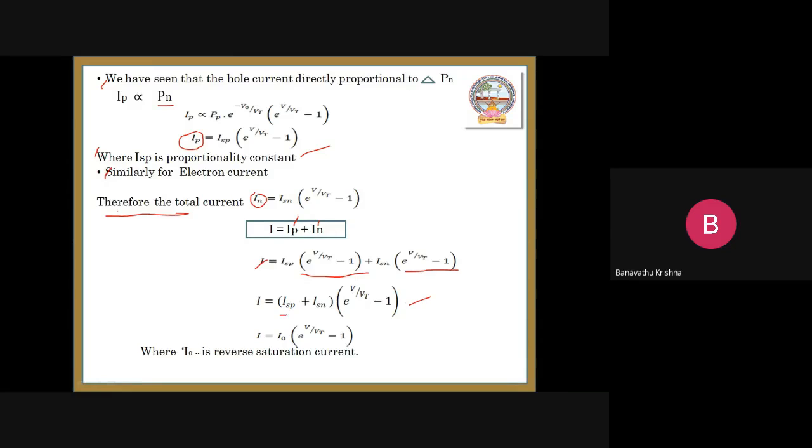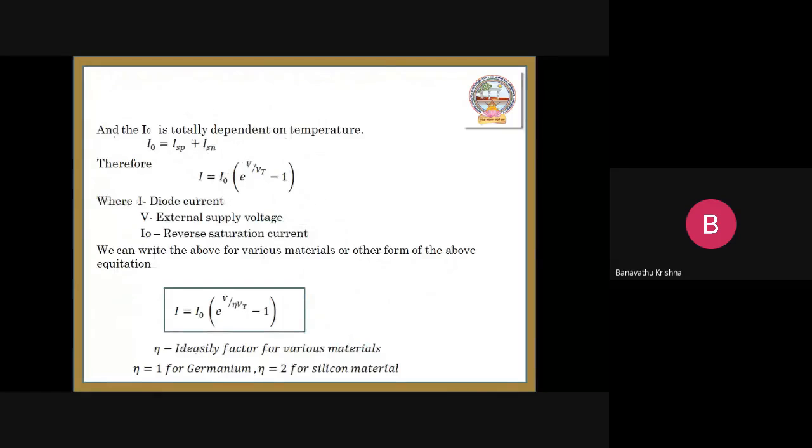Here ISP plus ISN is nothing but the reverse saturation current or leakage current, I naught. So finally we get I equal to I naught into e power V by Vt minus 1. Generally, this is the current equation. But here the current I naught is totally dependent on temperature, that is I naught equal to ISP plus ISN. Therefore, I equal to I naught into e power V by Vt minus 1, where I is the diode current, V is the external voltage, and I naught is the reverse saturation current.